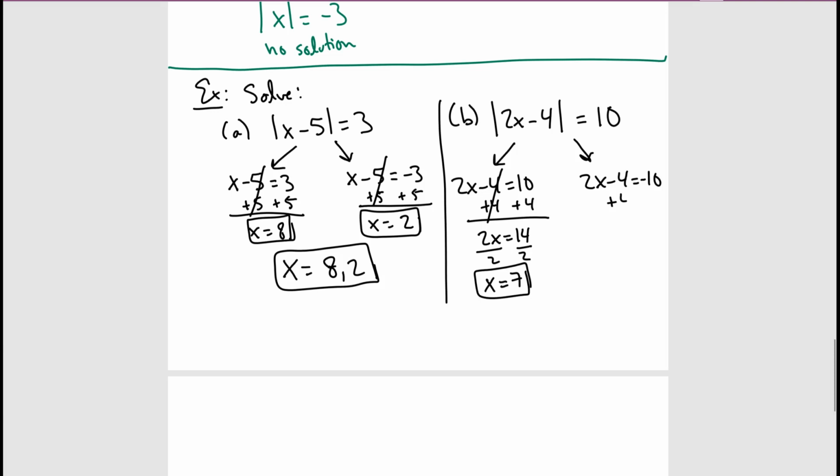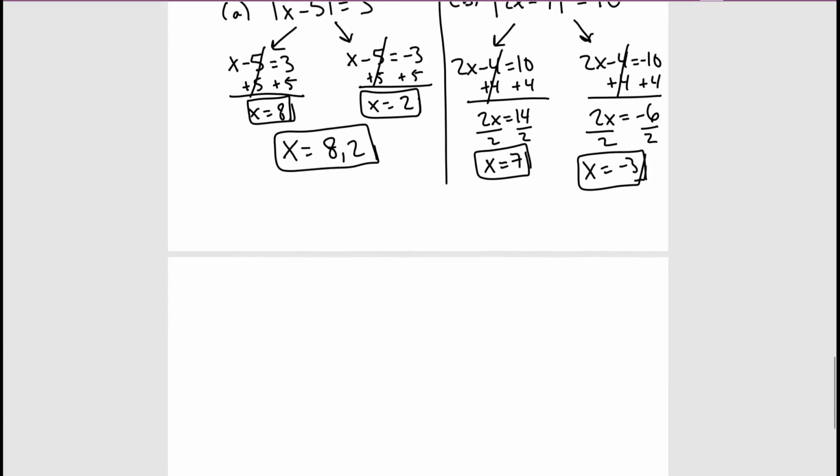My other answer, I'm going to add 4 to both sides. So I'm going to have 2x is equal to -6. And then I'm going to divide by 2. So x is equal to -3. Okay, and you can go ahead and check it by plugging it back in there.